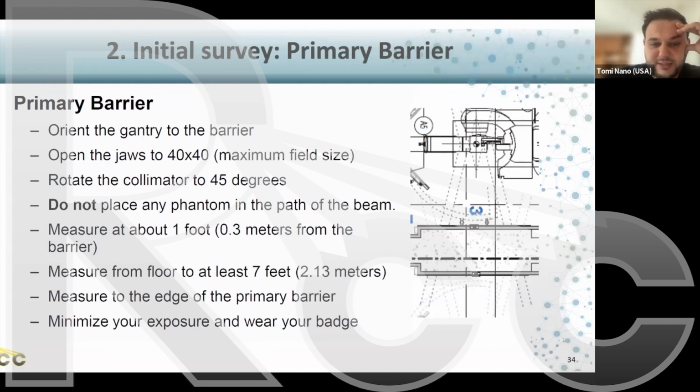Okay, initial survey, primary barrier. This is the radiation that's directly incident on one of the Linac walls. So when you're making a measurement for the primary barrier, you want to make sure that you open up your jaws to maximum. So 40 by 40 centimeters is usually the maximum field size. It can be different. You want to rotate your collimators to 45 degrees. The reason why you do this is because you want to get the diagonal across that square field size, which is the longest.